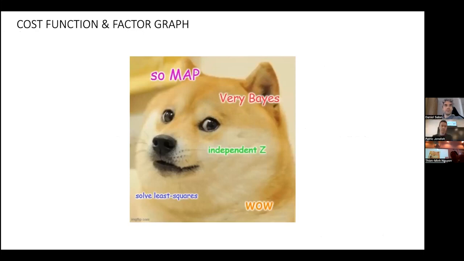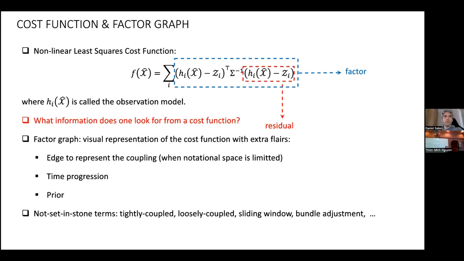So we have a maximum a posteriori problem. We use Bayes theorem to manipulate it. We assume independent measurements, and we recover a least square problem to make it solvable. So, okay, that's how we end up in our cost function. Now for the cost function, we can start from here.